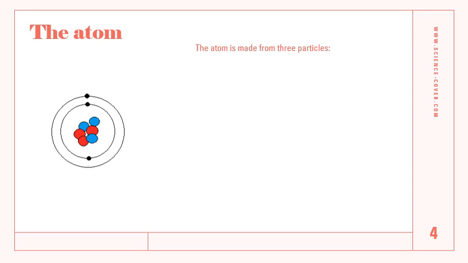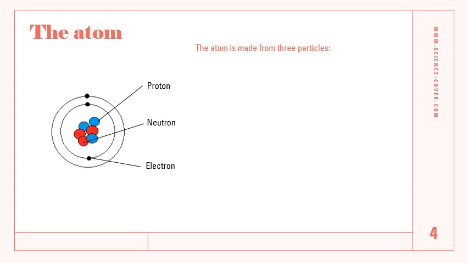The atom is made from three particles: the proton, the neutron, and the electron. Protons and neutrons are found at the center of an atom in the nucleus. The electrons orbit the atom in what we call shells or energy levels.